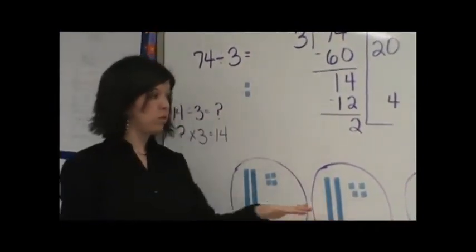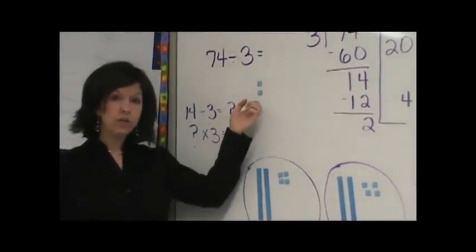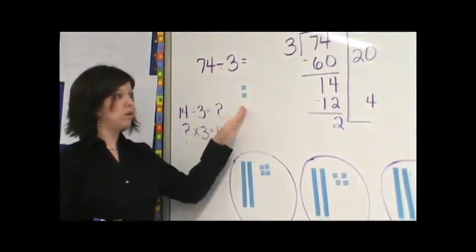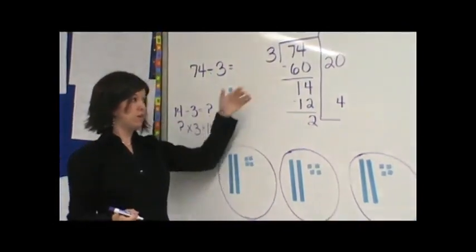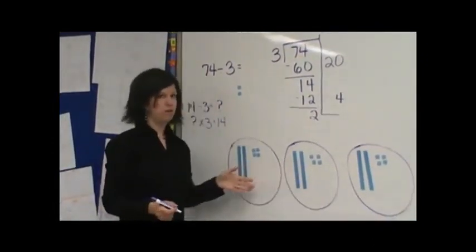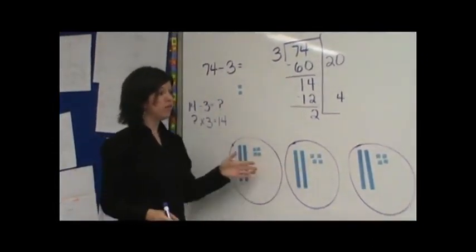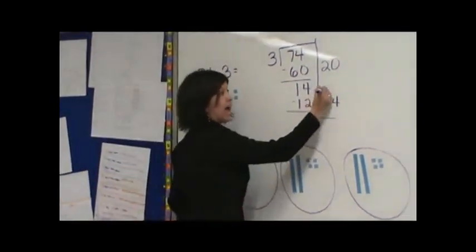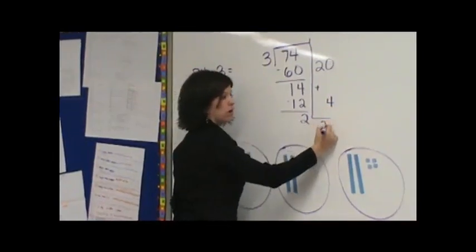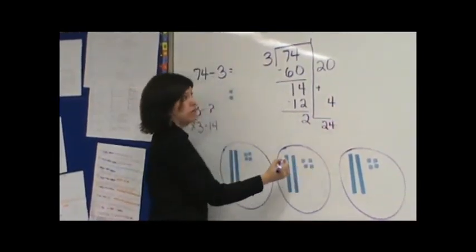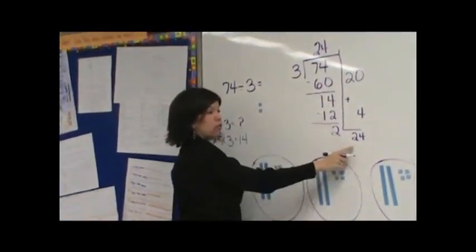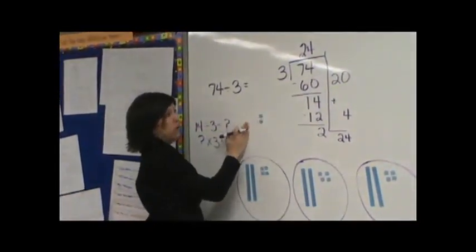Because there are only 3 groups, we can't divide 2 evenly among those 3 groups. So this 2 is now our remainder. When our difference is less than our divisor, we know that it's a remainder. We can no longer divide evenly among those 3 groups. So to find our final quotient, we want to add the partial quotients. 20 plus 4 is 24. And then we can record that. 74 divided by 3 is 24, with a remainder of 2.